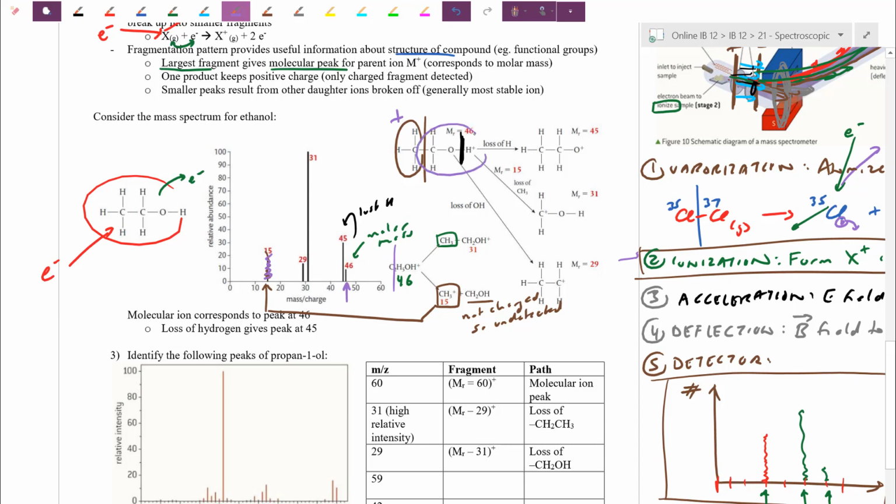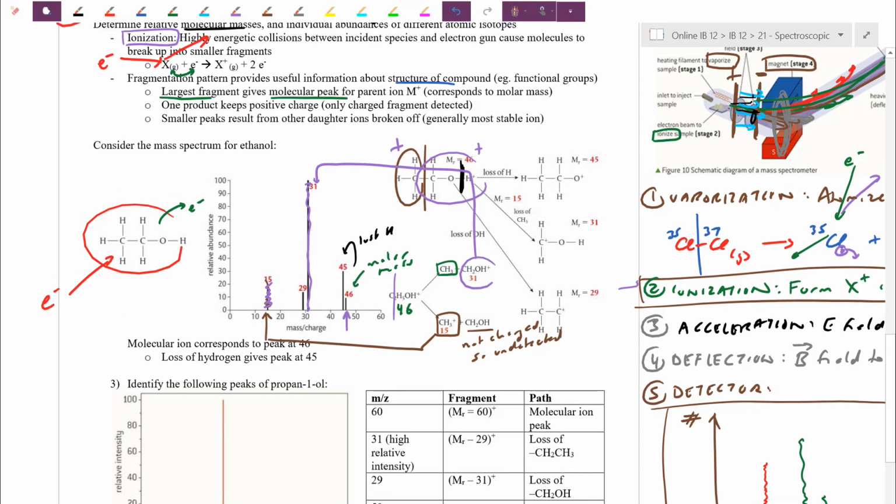My other portion here, 46 minus the 15, is 31. If this one here is 31 and is positive, this peak here is actually shown at 31. So in fact, there's actually a lot of it. This is super important here. It's only when you crack it that only one thing keeps a positive charge. Only the charged fragment is detected.